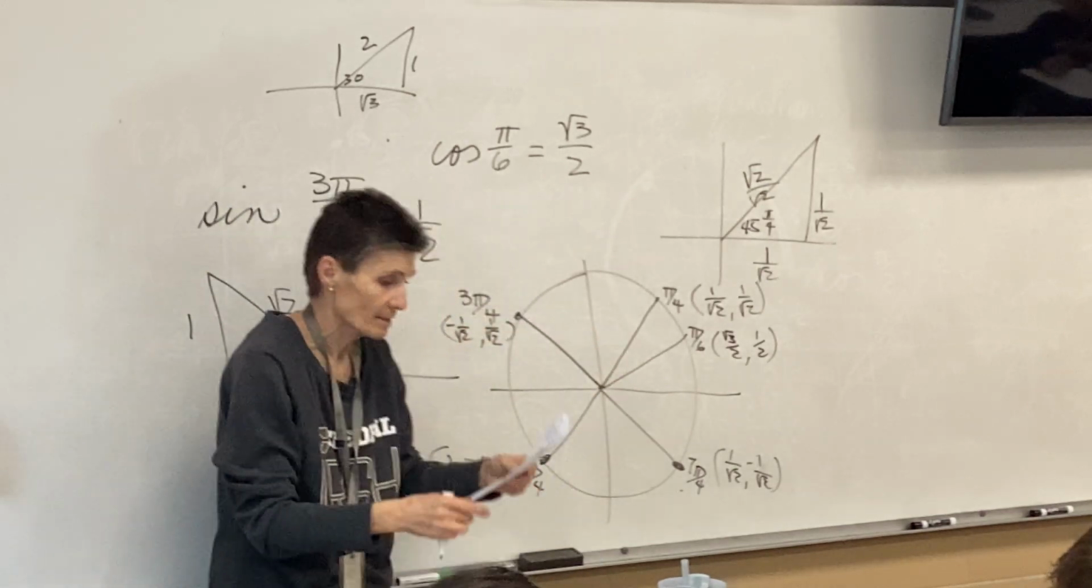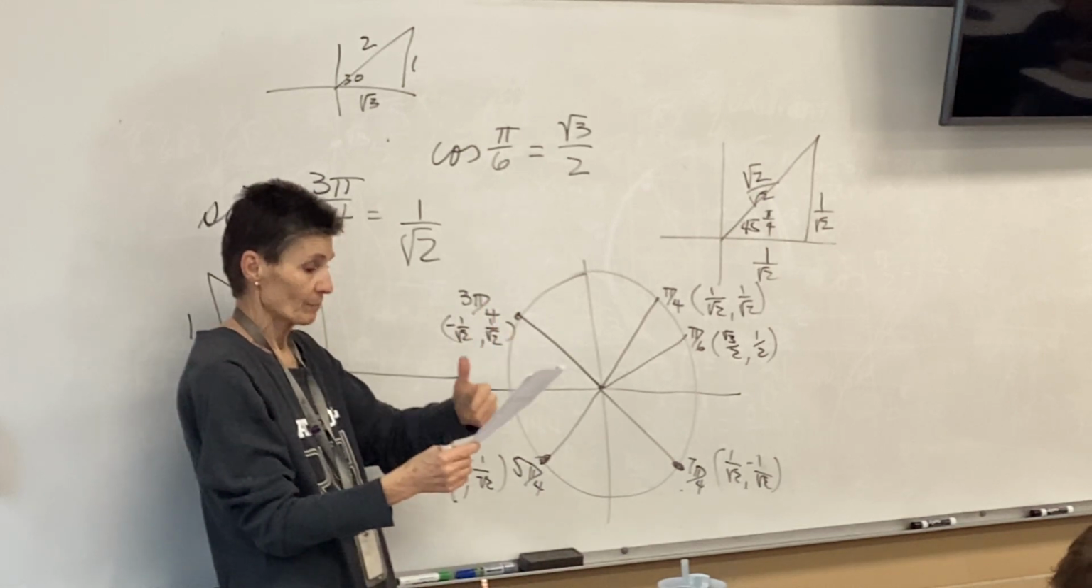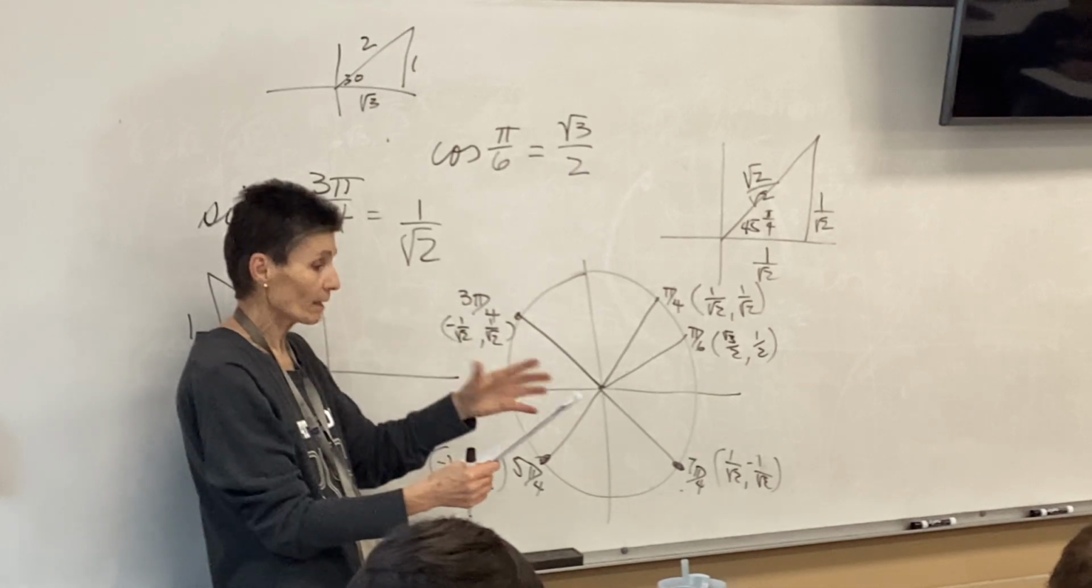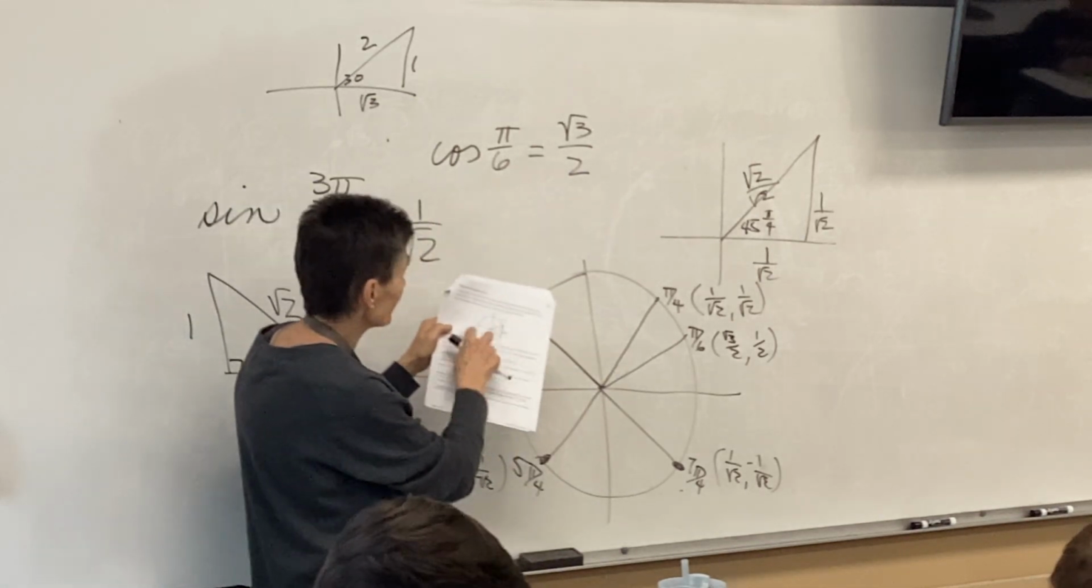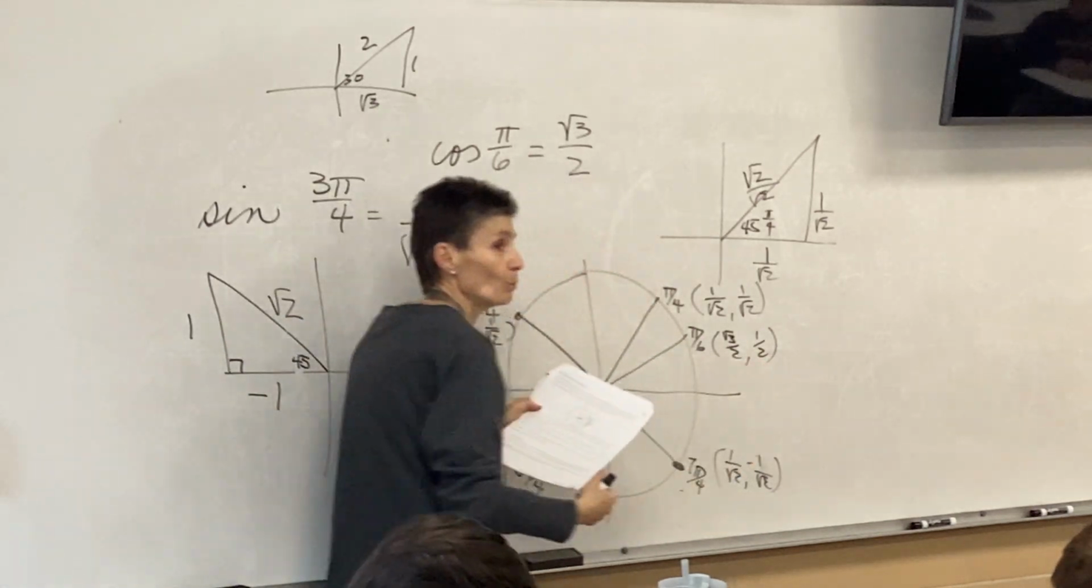In your notes, he went through kind of a longer way of getting that. Your notes talk about, right here on page 13, what is that point. Well, that point is root 3 over 2, 1/2.